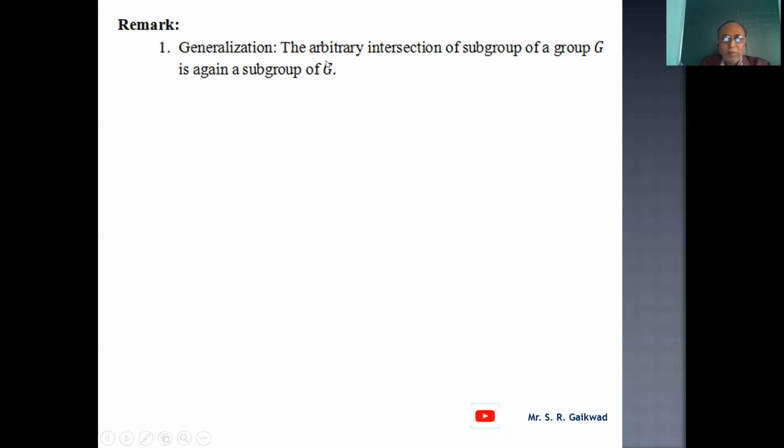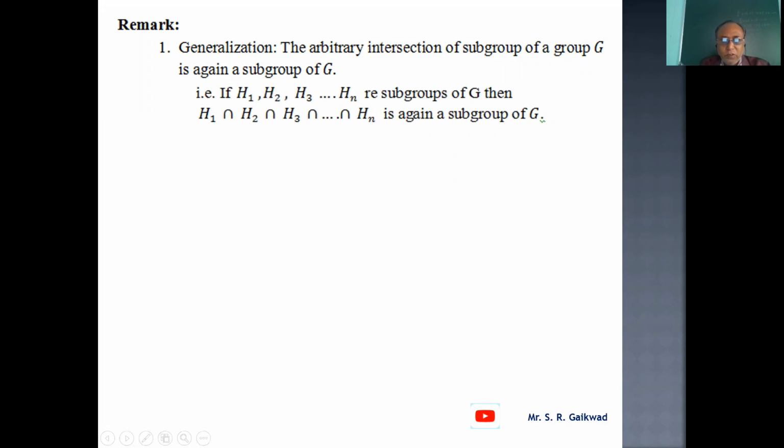Remark. The arbitrary intersection of subgroups of a group G is again a subgroup. We can take any finite number of subgroups, and their intersection is also a subgroup. That is, if H1, H2, H3, up to Hn are subgroups of G, then their intersection H1 intersection H2 intersection H3 intersection ... intersection Hn is again a subgroup.